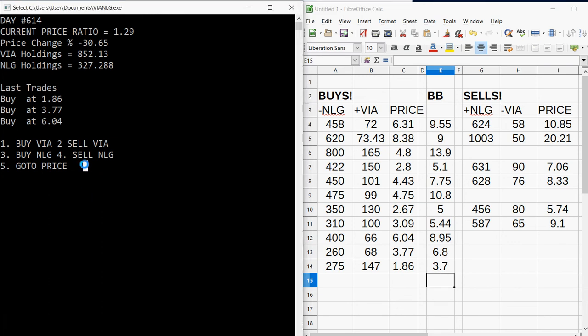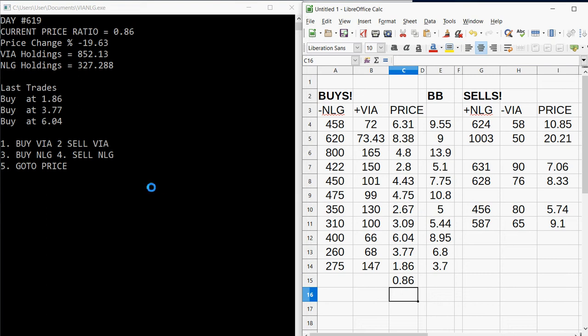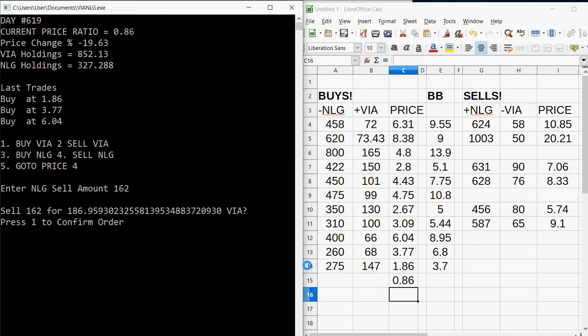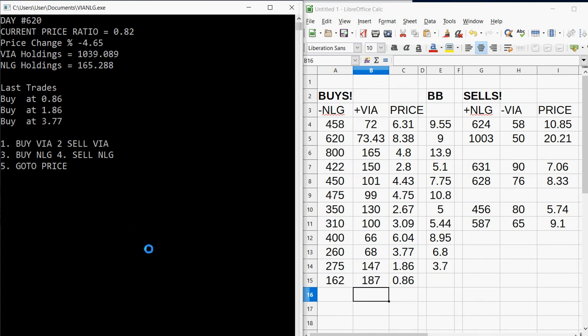And we'll go to the next price. On the way down, I think 1 even is a good number. And then the 3.7, does it break 1? The answer is yes, it does. 0.86. That is more than half on the loss. So I can easily get rid of half of what I own, which is what I'm going to do. So 327, let's just do 162. And we'll add 187 here. Confirm the order.